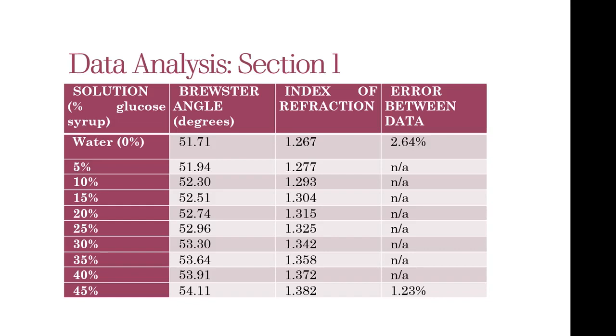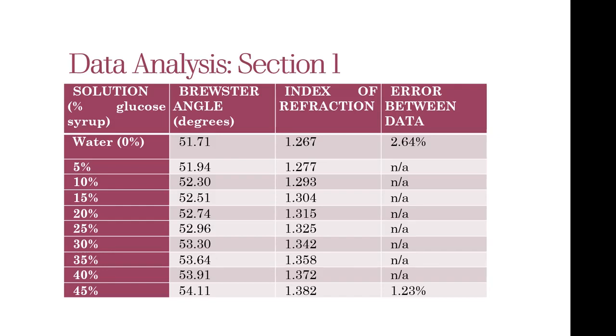error of approximately 3%. From there, we increased the glucose syrup concentration in increments of 5% and found the Brewster angle to be as you see in front of you. In addition to this, we calculated the index of refraction from the equation mentioned in the theory slide to be as seen in this column.